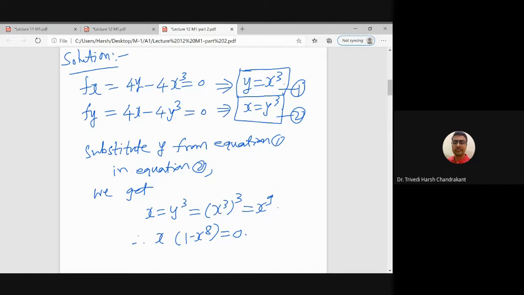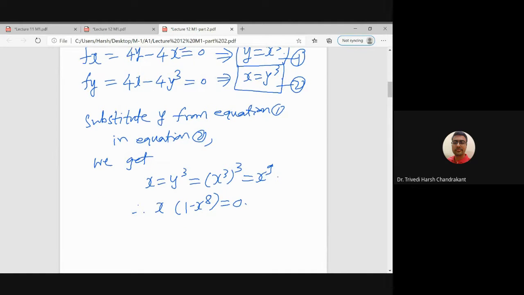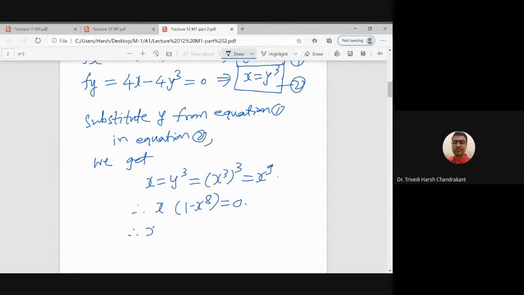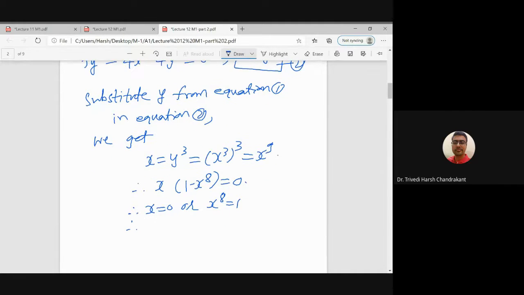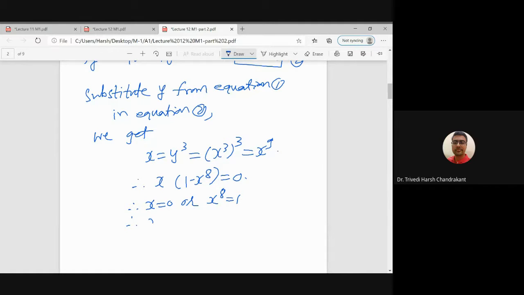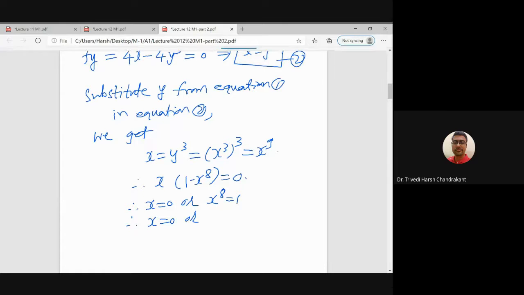So all possible values of real number x which satisfy this equation are either x is 0 or x power 8 equals 1. So the possible values are either x is 0, or the solution of x power 8 equals 1, which is x equals plus or minus 1. Because x is a real number, we are not taking complex numbers.